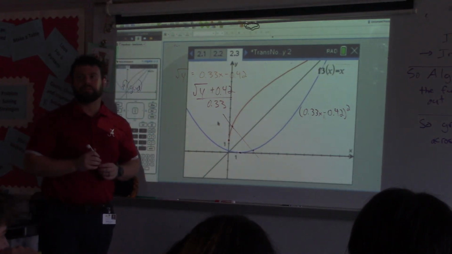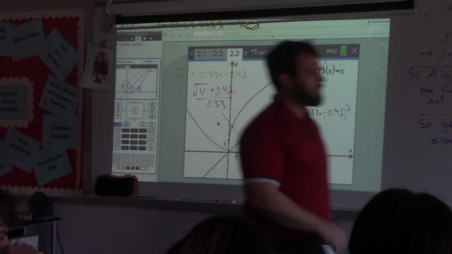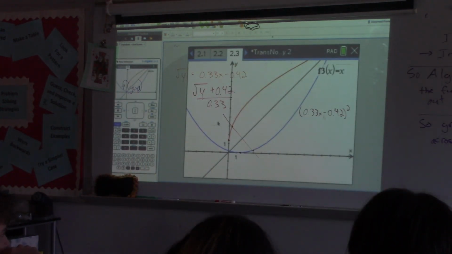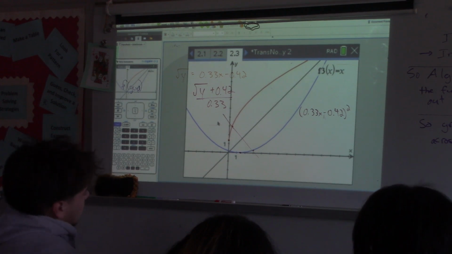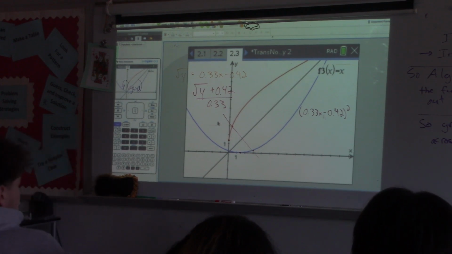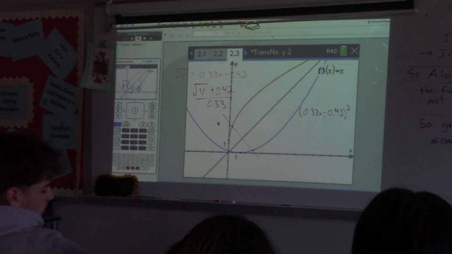But is it perfectly symmetrical? No. What's the issue? One looks exponential, one looks quadratic. How did you get exponential? It's a good question. Well, let me ask you this. What type of function is that red one? Square root. So what does it look like? Square root. Right. We haven't done a lot of square root functions, but it literally is a square root function. Makes sense? So we're not going to call that an exponential.